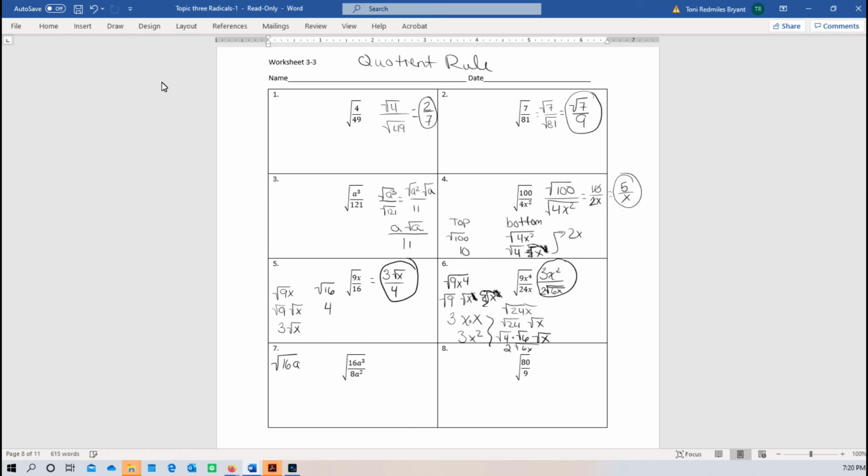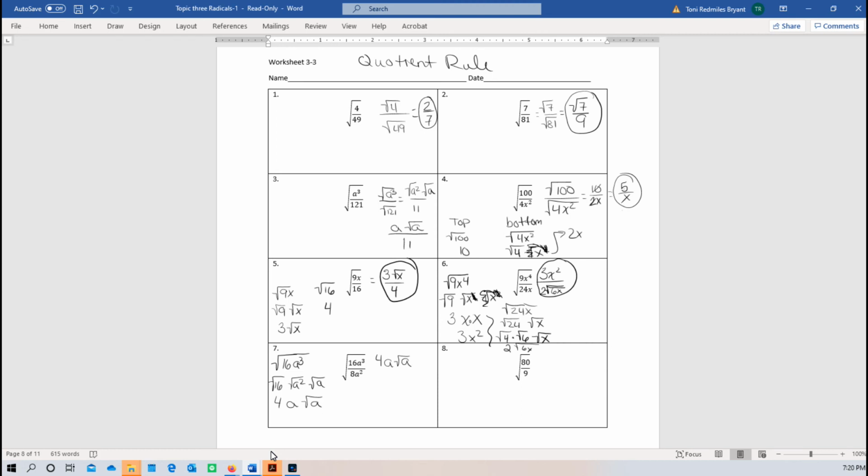Okay, so let's do the top. So I have the square root of 16, the square root of a squared, and I have one more a. Okay, the square root of 16 is 4, the square root of a squared is a, and I can't do anything with just a. So my top is done.